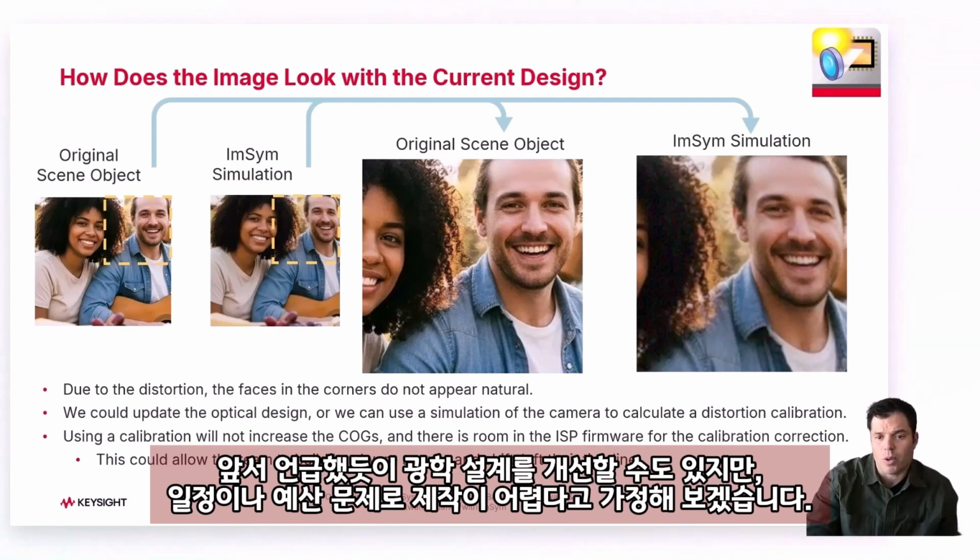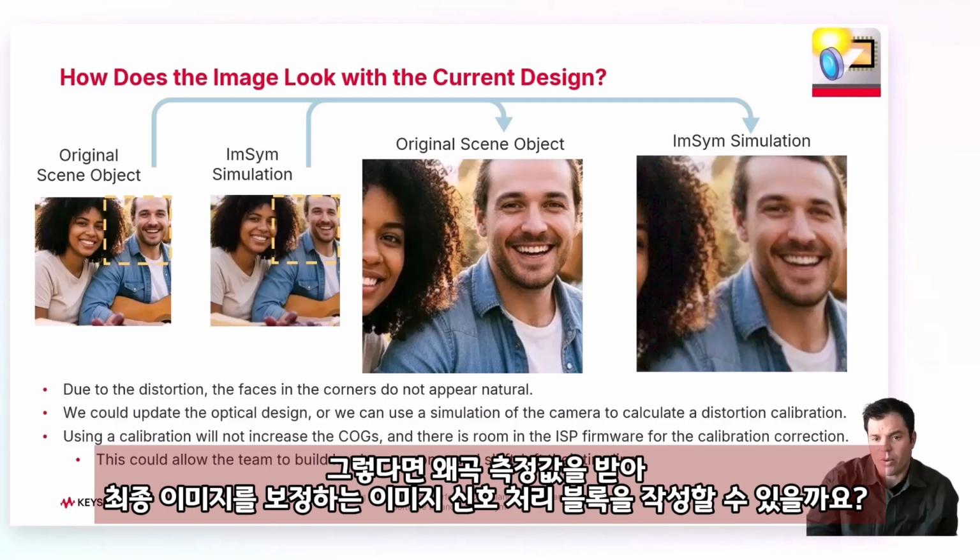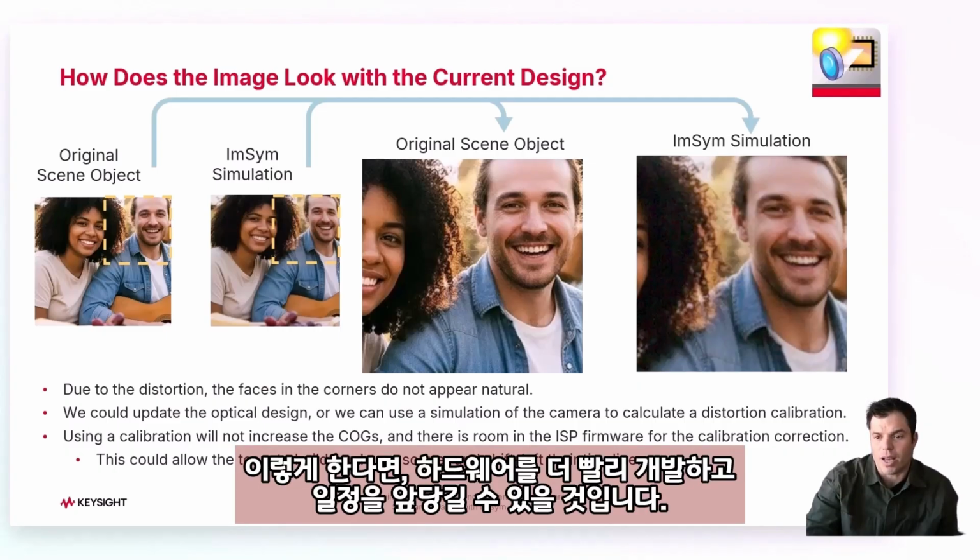As we mentioned before, we could update the optical design, but let's assume the solution is not manufacturable on our timeline or budget. Can we write an image signal processing block to accept a measurement of the distortion and calibrate the final image? This could allow the team to build hardware sooner and shift left their timeline with this situation.